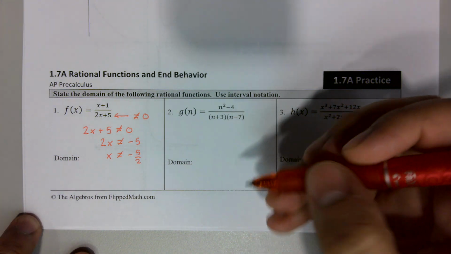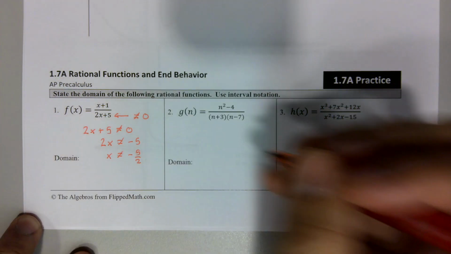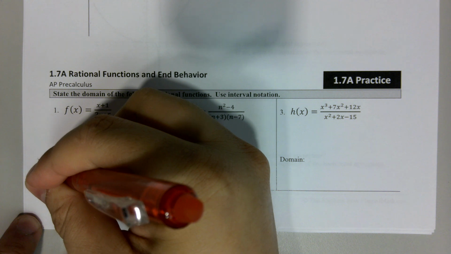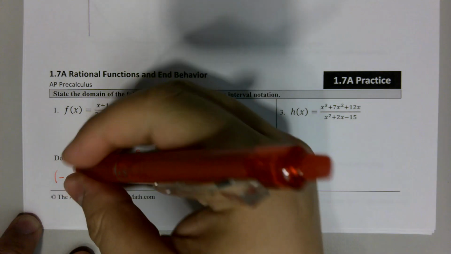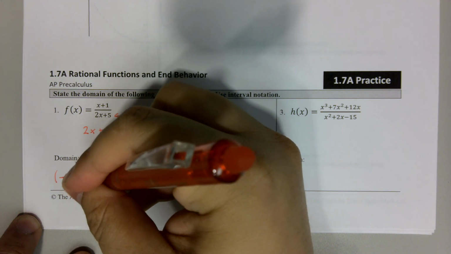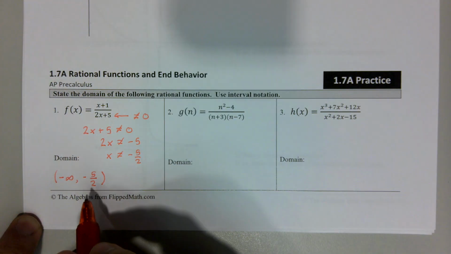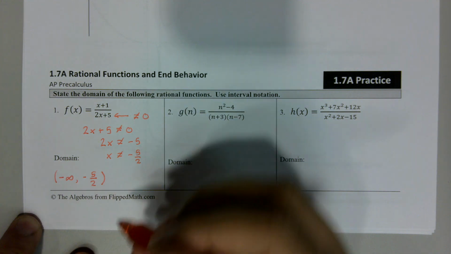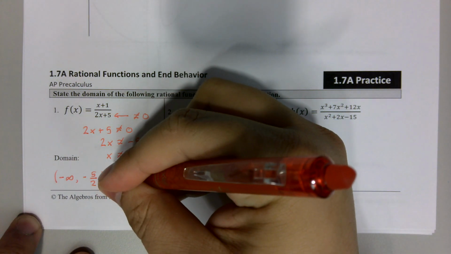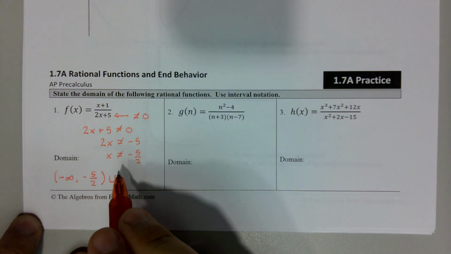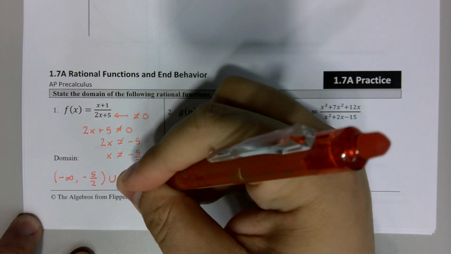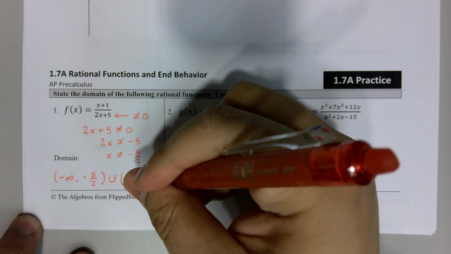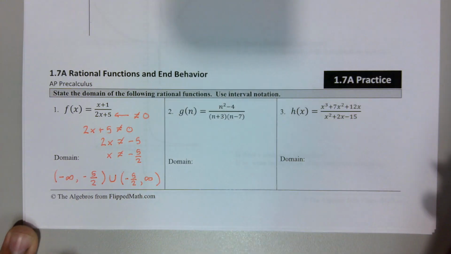And so when we're writing it using our interval notation, we write this from negative infinity all the way to negative 5 over 2. And we put a parentheses because we're not including 5 over 2. And then we're going to do a union, so it's like we're jumping over that 5 over 2 onto the other side of it. And then from negative 5 over 2 to positive infinity.